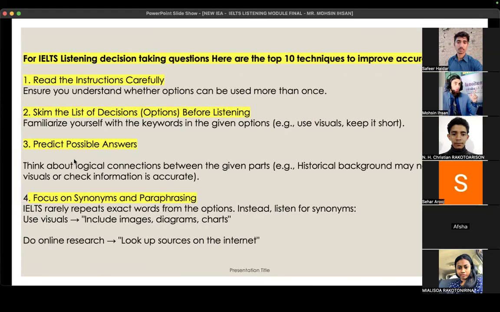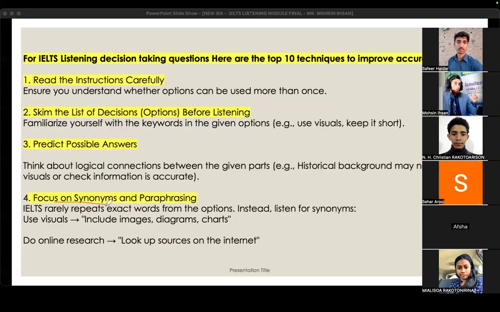Next is prediction of the possible answer. Think about logical connections between the given parts. Historical backgrounds, may visual or check information is accurate, right? What the option might seem to you correct, like it might be. So also think about that. Only this thinking also helps you to keep the information for long term in your mind.